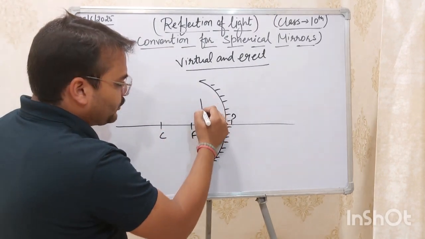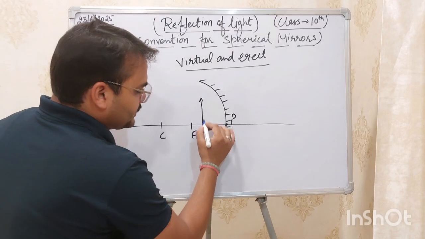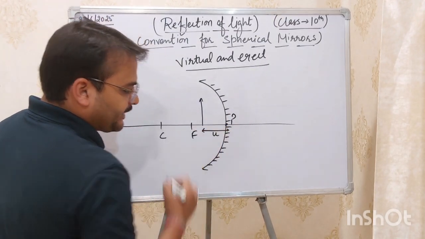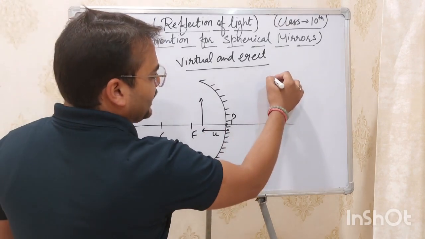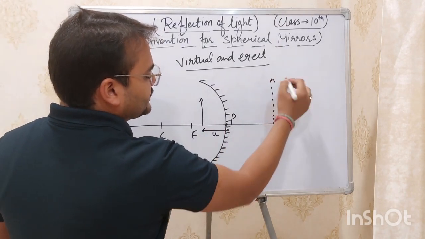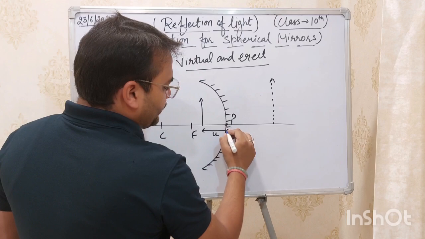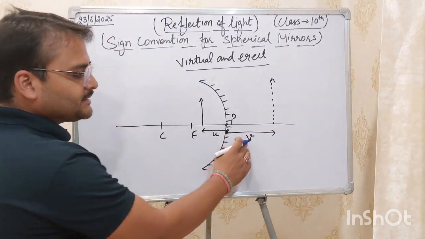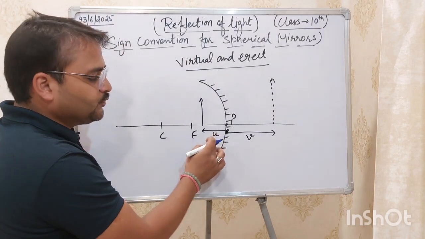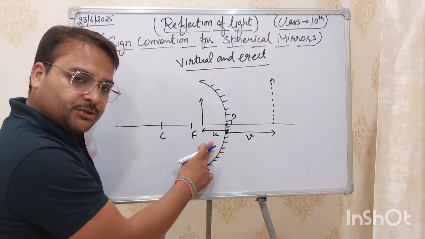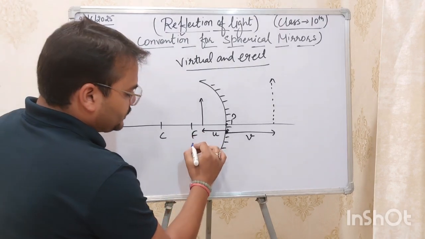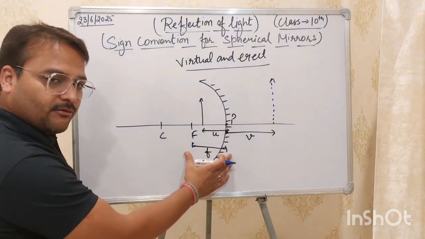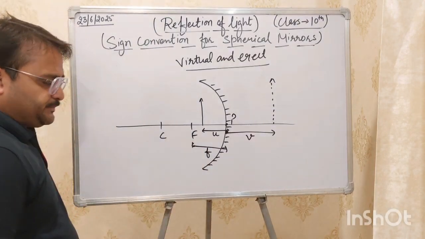Okay, so I am going to place the object here. This is the object, and the object distance from the pole we are considering as u. You know that the virtual image behind the mirror is going to be formed. So the distance from the pole to the image we are considering as v. So v is the position of the image, and u is the position of the object. This is the focal length. The distance between f and p we are considering as focal length.